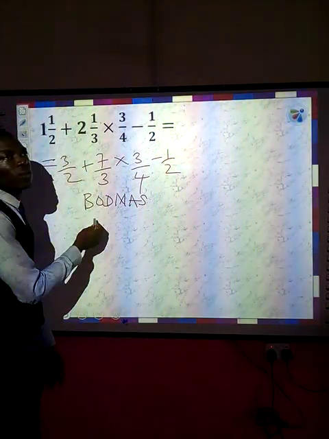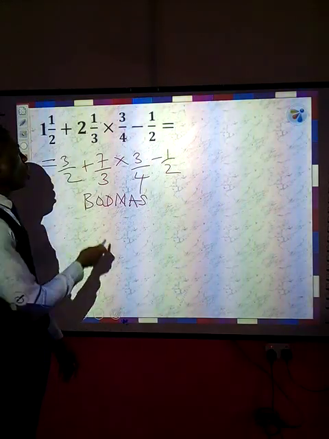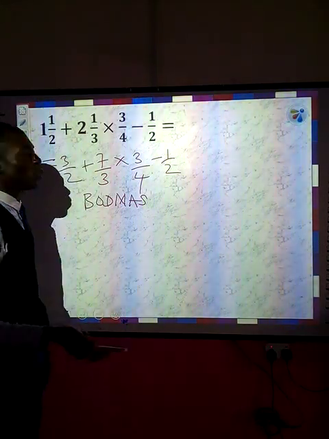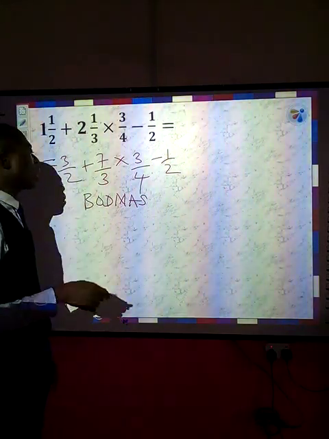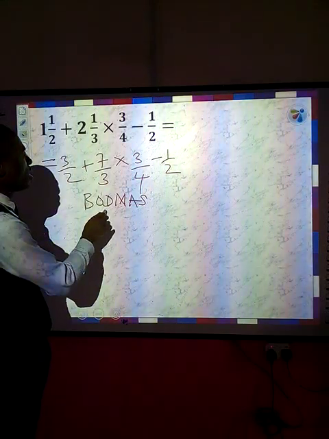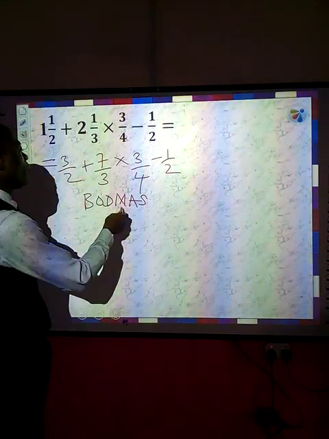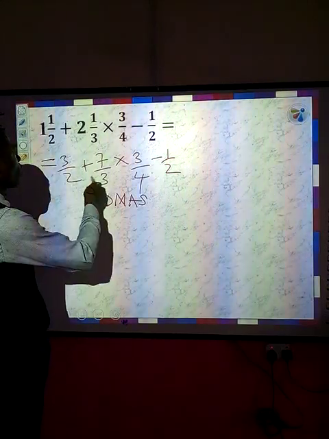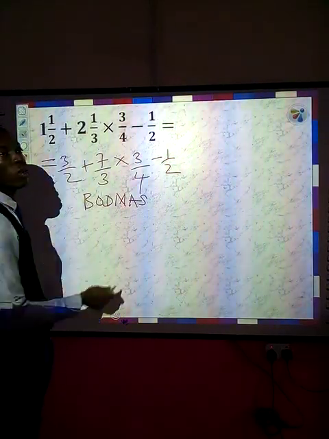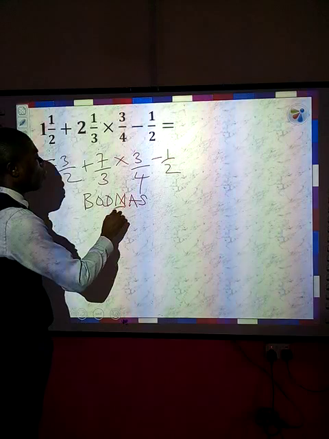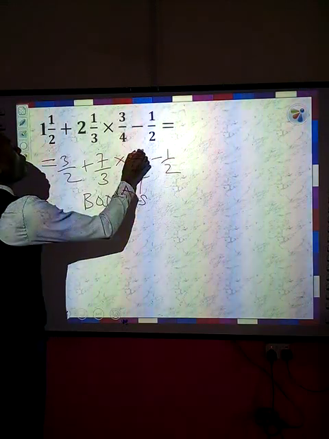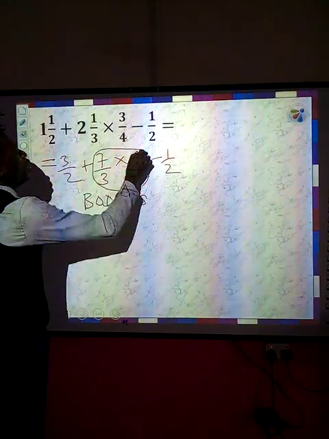So this B here stands for bracket. There's no bracket in the question. O here, sometimes we interpret it as of. There's no of here that we use to multiply. Then D stands for division. M stands for multiplication. So of course here there is no division. So we move straight to multiplication. That means that we are going to treat this part first.